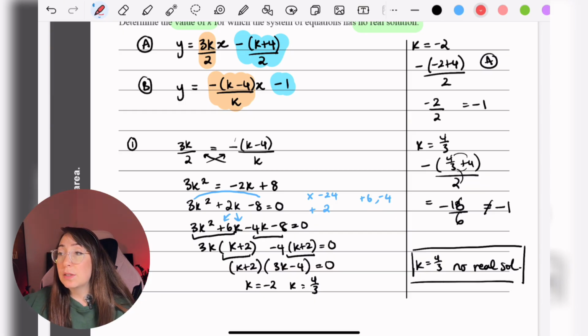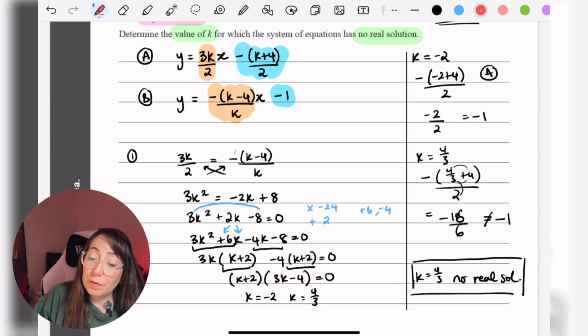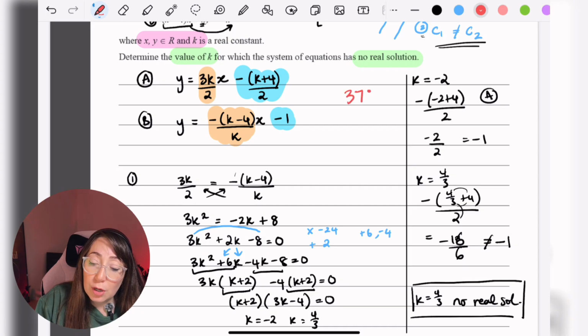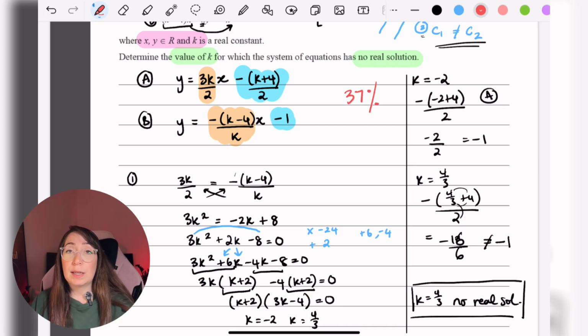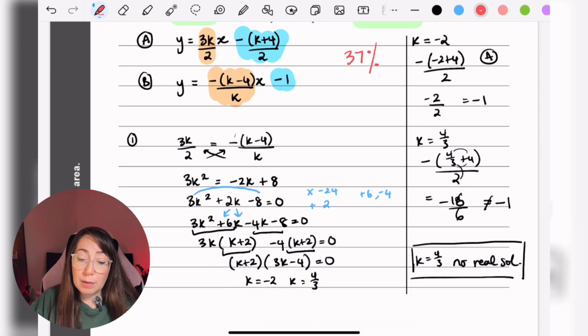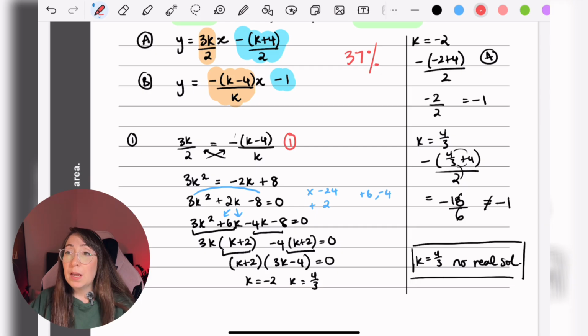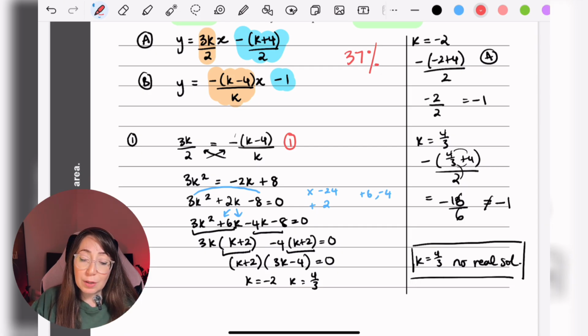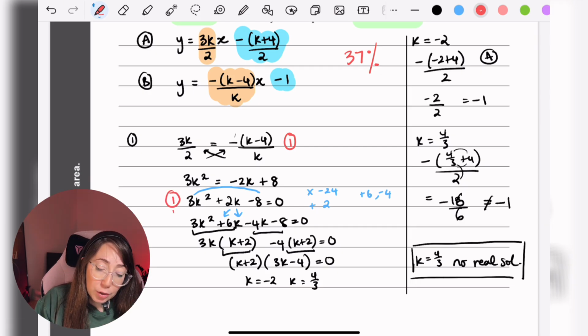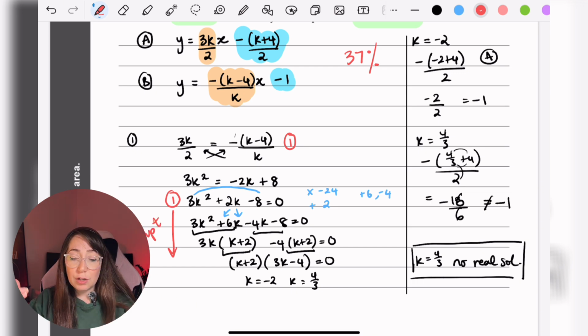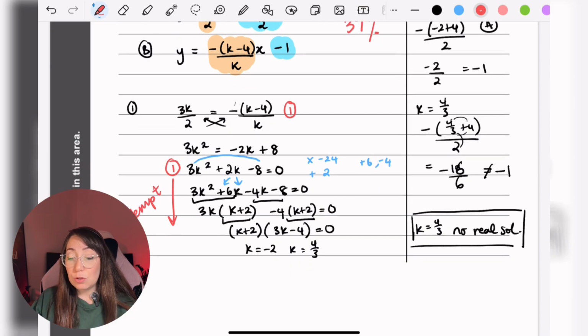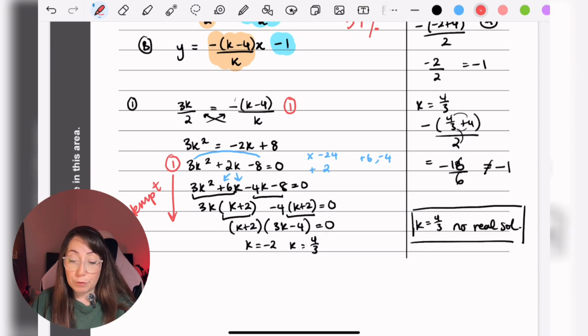So in terms of the examiner's report, this question was not very well done considering it was question 2. Only 37% were able to get full marks. The marks were assigned as follows. So the first one was to be able to get some sort of relationship between the two gradients like this. The second mark was not only to get to the quadratic, but also to show some sort of an attempt at solving it. So you wouldn't just write the quadratic out, you needed to show that you've actually tried to solve it. Not necessarily that you had to, but just shown that you have tried.